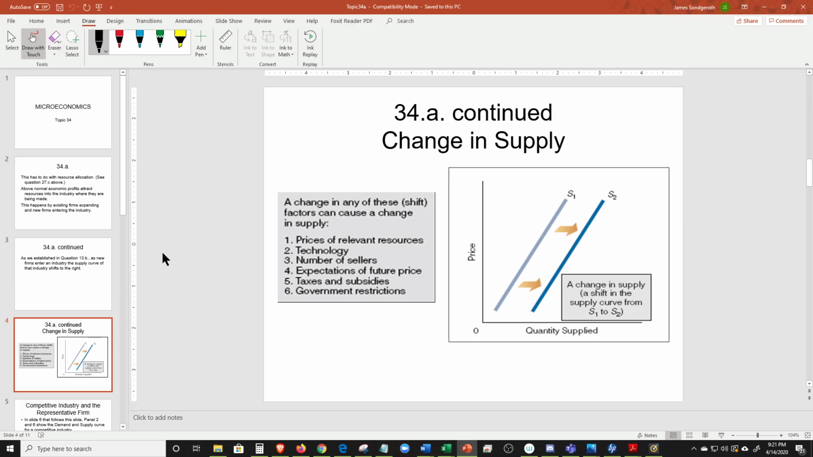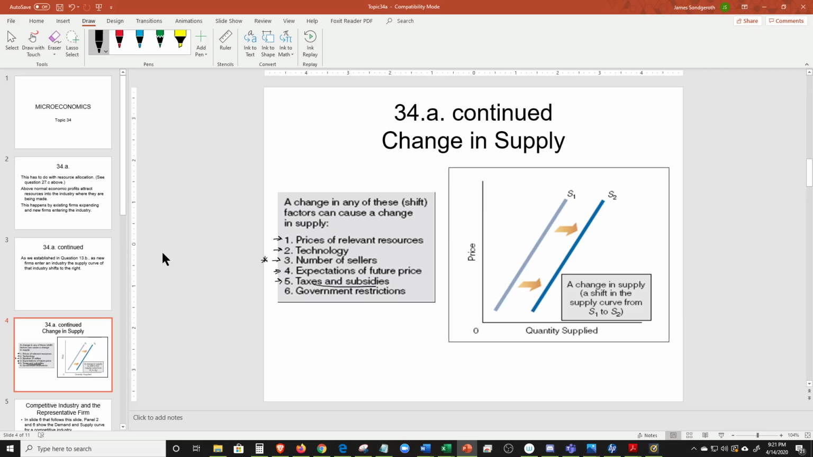So let's look at them. The prices of inputs, labor, and other resources, changes in technology, the number of sellers. And this one is going to be a big one here. Expectations of future prices, taxes and subsidies, government actions, basically. Like shutting down the whole economy to fight against the coronavirus. I don't think taxes and subsidies quite covers it.